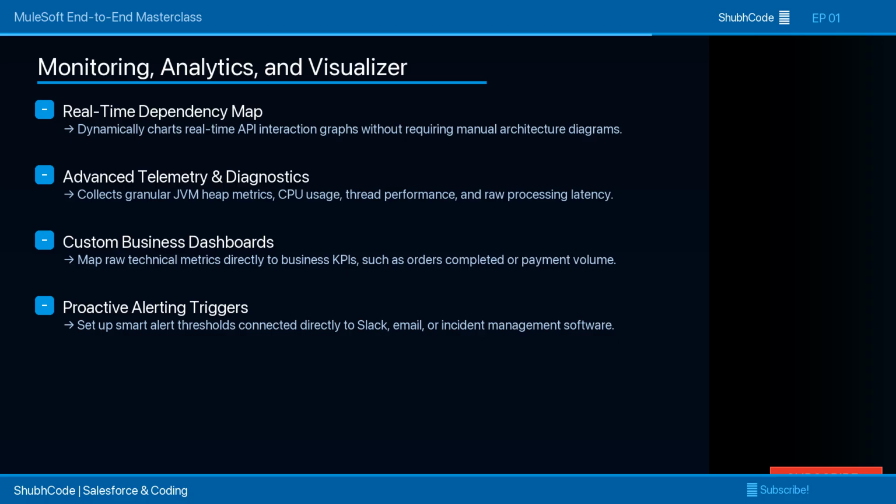For deep dive diagnostics, Anypoint Monitoring collects system-level metrics like JVM heap utilization, thread counts, and CPU usage, alongside functional API metrics like response codes and payloads. You can build highly customized dashboards to monitor key business metrics, such as the total dollar value of orders processed per minute, and configure instant alerting mechanisms via email, Slack, or webhook integrations to PagerDuty, ensuring your operational teams can proactively resolve infrastructure issues before they impact your end consumers.